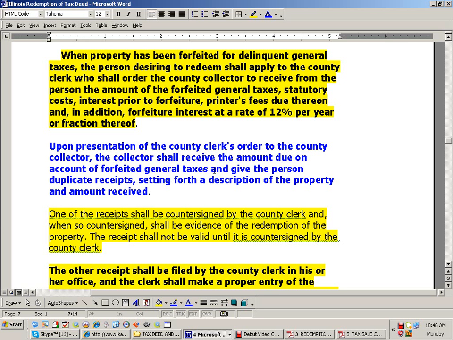You go to the clerk and you apply. She writes an order. You take the order to the collector. The collector gives you two receipts. You take a receipt back and give it to the county clerk.